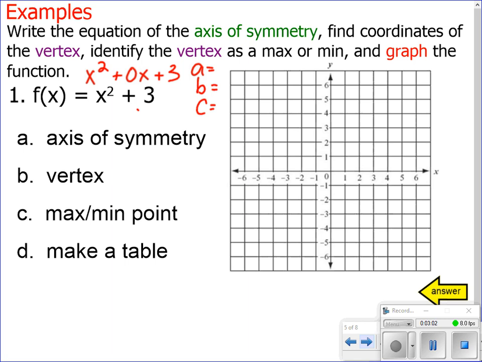So now I know that a is 1, I know that b is 0, and I know that c is 3. Now remember our formula for the axis of symmetry was negative b over 2a. Well, b was 0, so that would be negative 0, and since 0 can't be negative, I'm just going to write 0. And then 2 times 1, 2a. 0 over 2, which is really 0. So I have x is equal to 0.